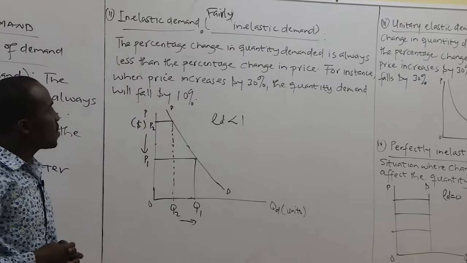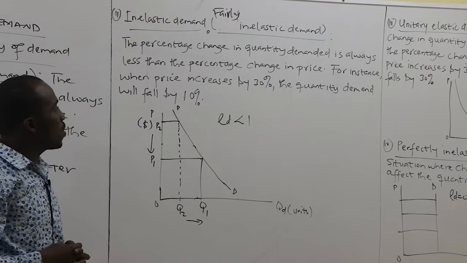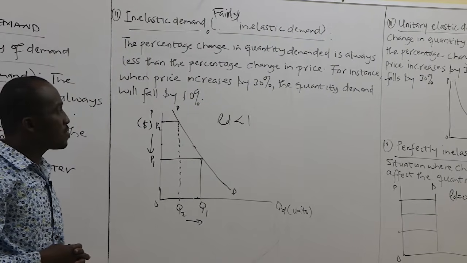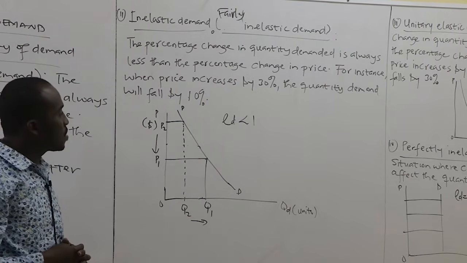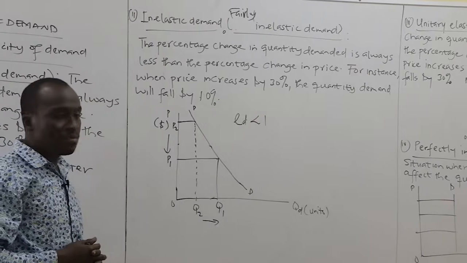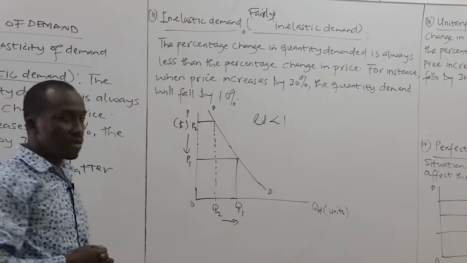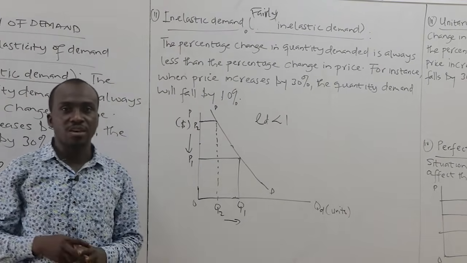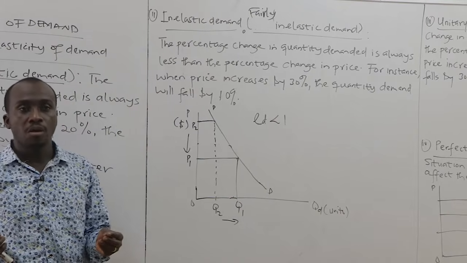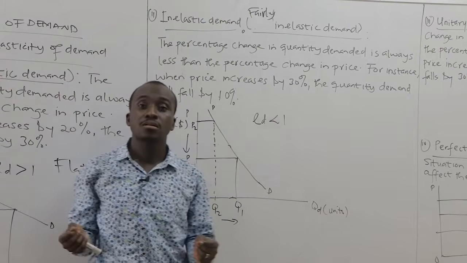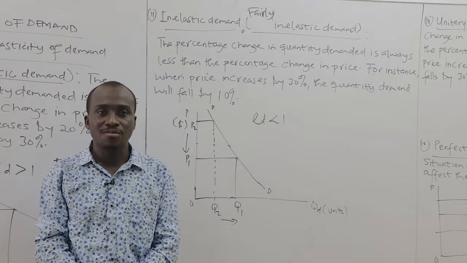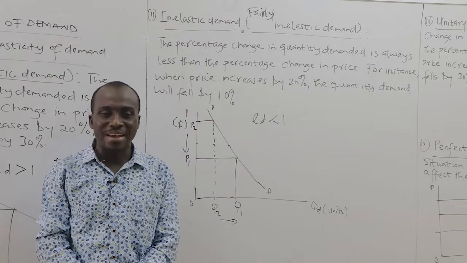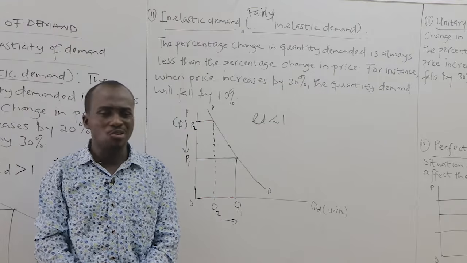It means that the percentage change in quantity demanded is always less than the percentage change in price. For instance, if the price increased by 30%, quantity demanded will fall by 10%. In that case, assuming a product, the price increased by 30%, but demand fell only by 10%. That means the commodity is not highly sensitive to change in price. So change in price does not affect its demand so much. Even though demand will fall, it does not fall by so much.